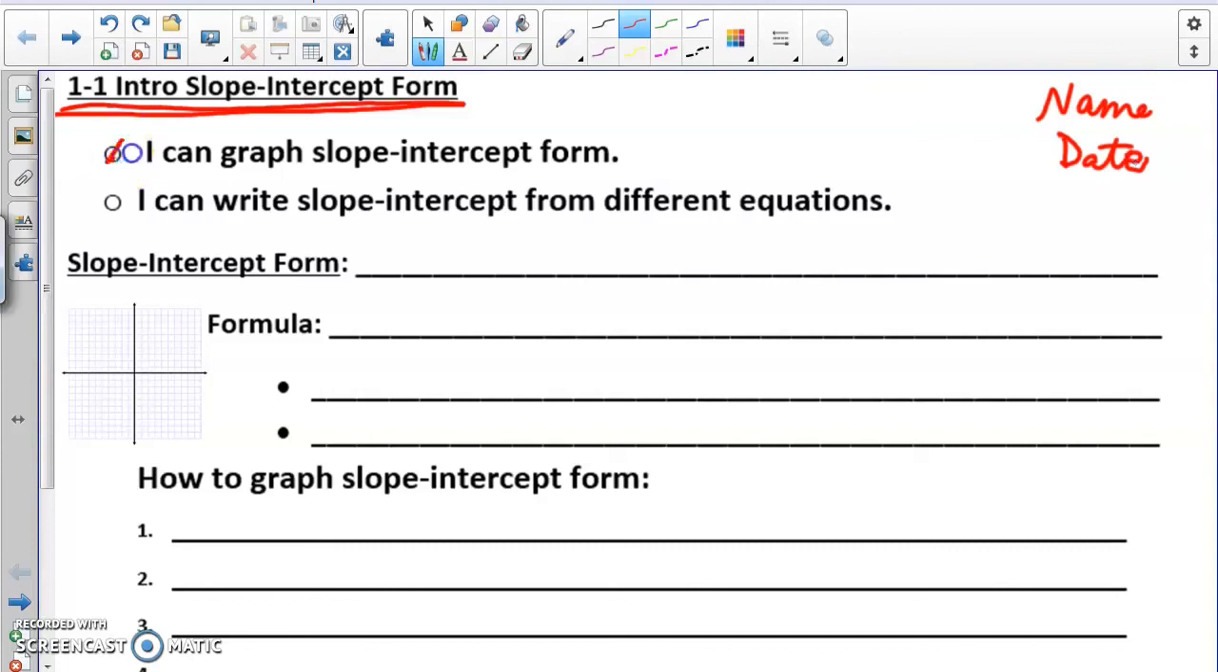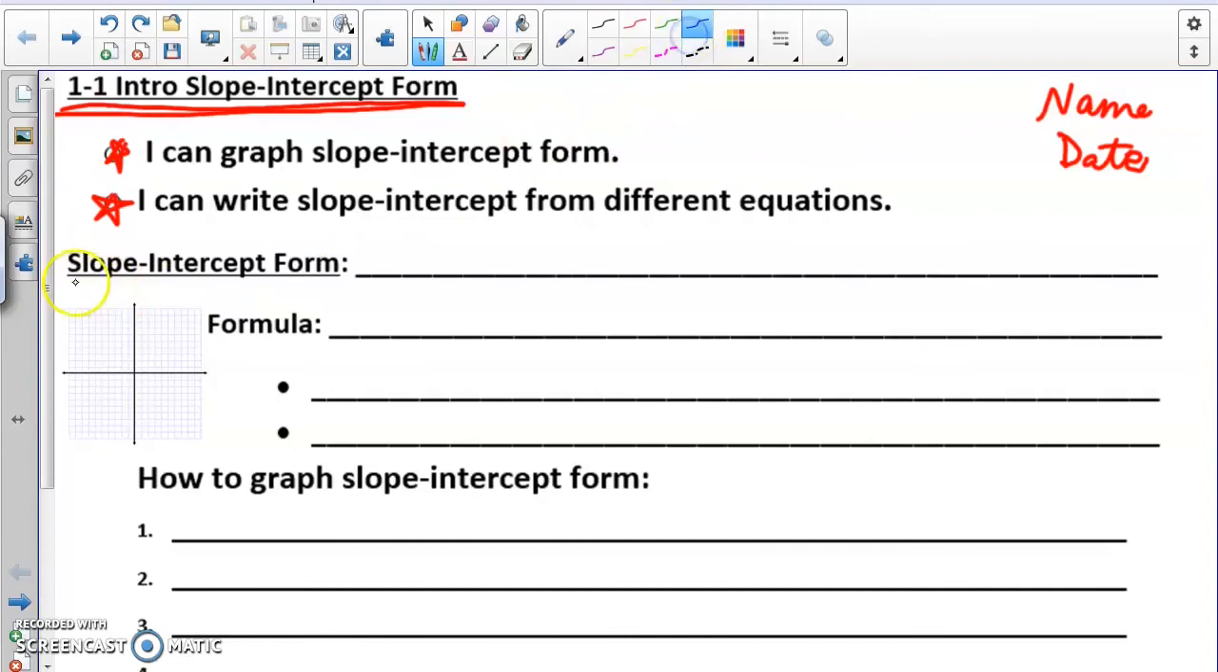So we have two learning targets today for our slope intercept form. The first one is that I can graph slope intercept form, and our second one is I can write slope intercept form from different equations. And hopefully slope intercept form jogs your memory, and we'll get started.